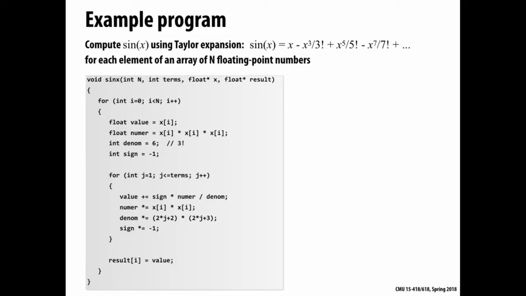We'll use this very simple piece of code as an example. You'll see that the outer loop is over n, and n is the number of independent values of x for which we want to compute sine of x. We'll use a Taylor expansion over some number of terms, so for each value of x, we expand out that equation down to, say, 15 terms. The main point to notice is that these are all completely independent of each other. You'll see we're computing over this value i.